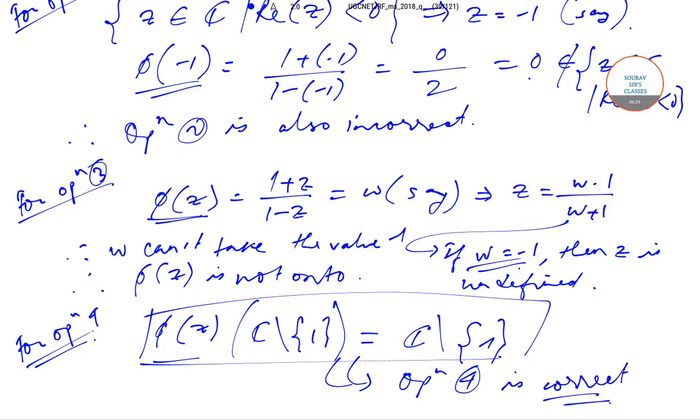So today we have solved question number 38 from set C of the CSIR UGC NET June 2018 paper. We'll be solving the next questions in the subsequent videos.